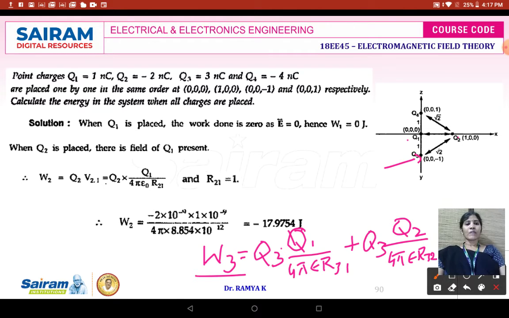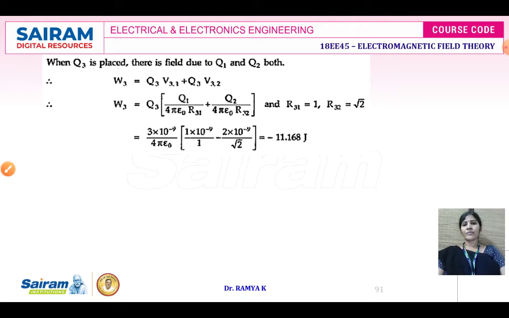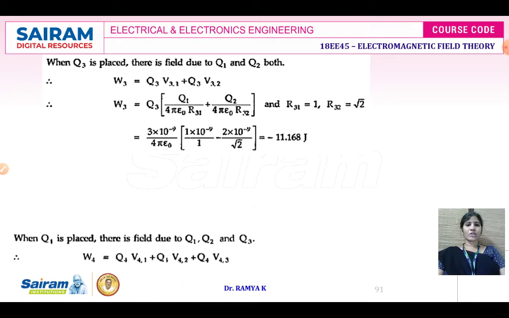So, we can find the value of work done W3 when Q3 is placed, Q2 and Q1 will be present. When Q4 you are placing, Q1, Q2, Q3, all the 3 charges will be present. Now, next we can identify the value of W3. W3 can be identified as Q3, you are moving it in the presence of your Q1 as well as in the presence of your Q2. Identifying the value, we are getting minus 11.168 joules.